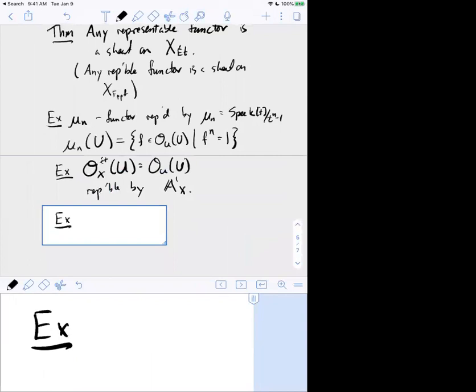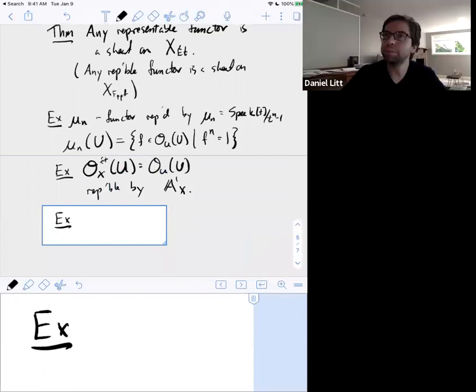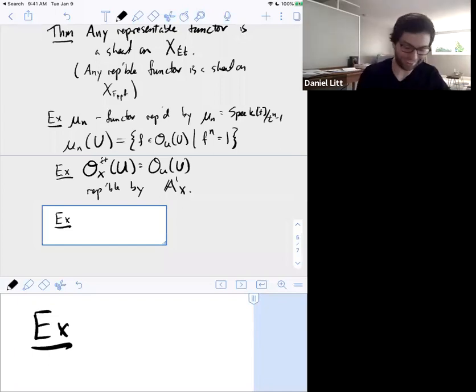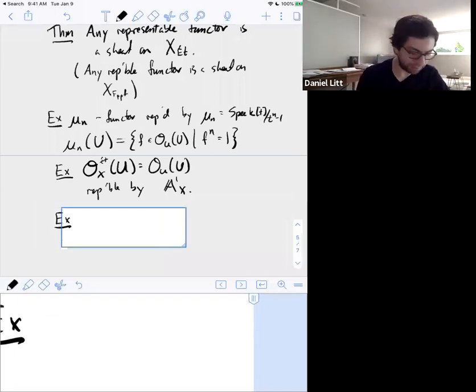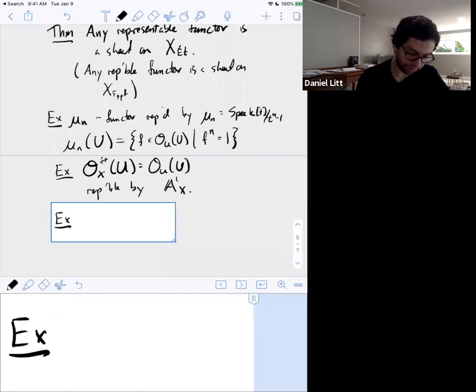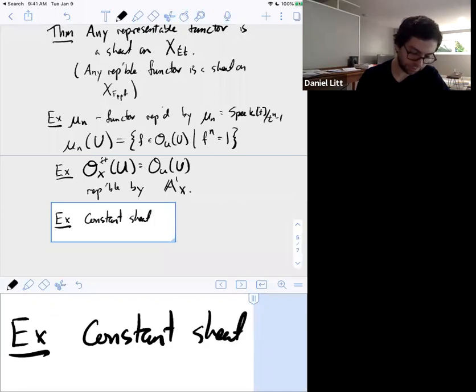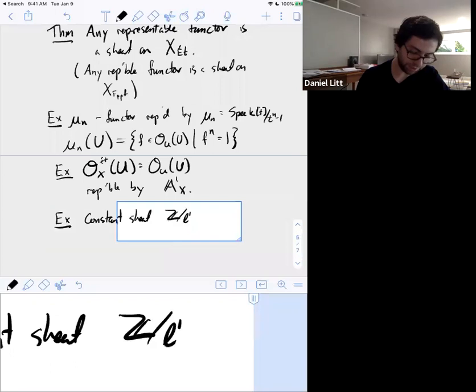So Jose says forgetful functor. Can you say a little bit more about what you mean by that? Yeah, I'm not sure. You must be typing. That's all right. So maybe let me give a couple more examples. So there's the constant sheaf, the constant sheaf Z/l^n Z.